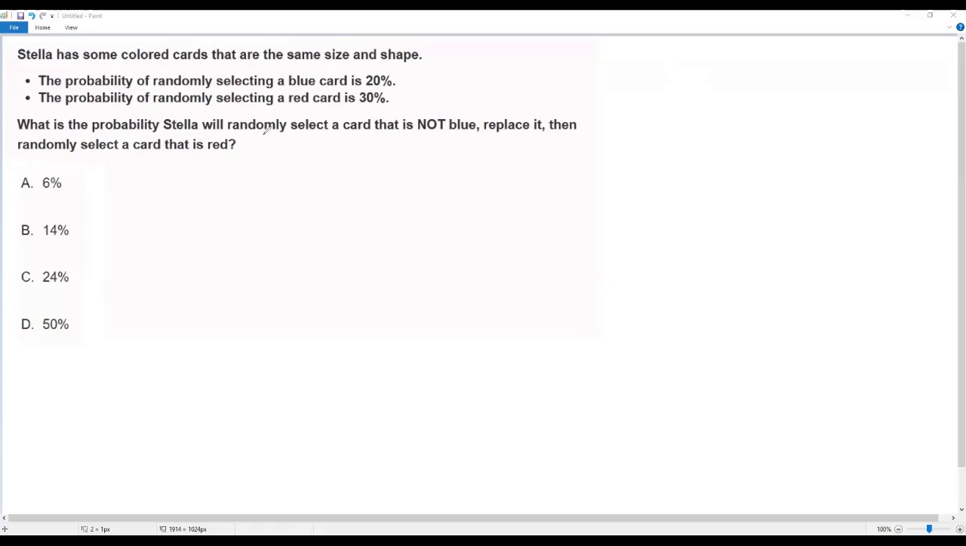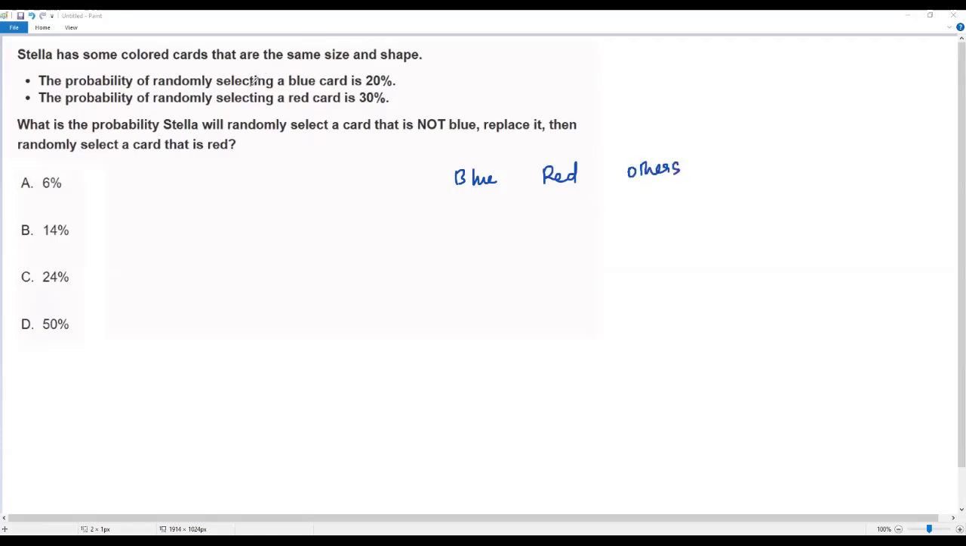What is the probability Stella will randomly select a card that is not blue, replace it, then randomly select a card that is red? Okay, it is not given how many colored cards there are, but they have mentioned two colors, blue and red. So let me write blue, red, and there may be some other colors as well. Let me write them as others, that is, other colors.